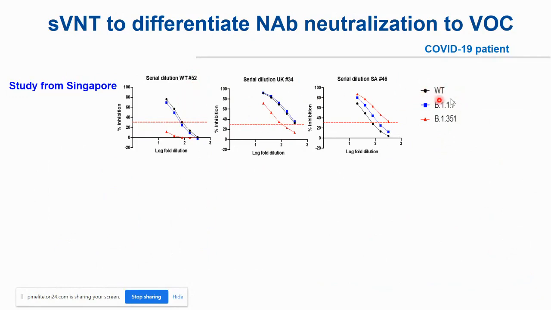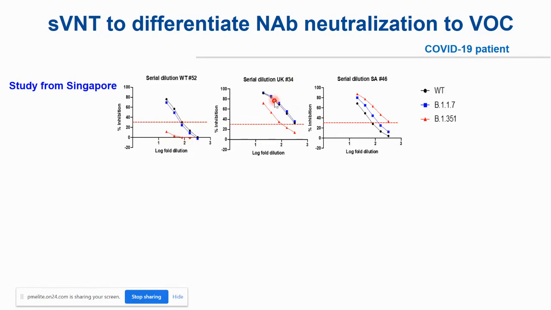When SVNT technology was used to evaluate neutralization against the mutants, you can see that people who recovered from infection with the wild type strain had the highest neutralization against the wild type virus. The level of neutralization against the UK variant is still very high. However, when you ask whether this individual will be protected against the South Africa variant, the answer unfortunately is no. Neutralization against the South Africa variant is basically absent.